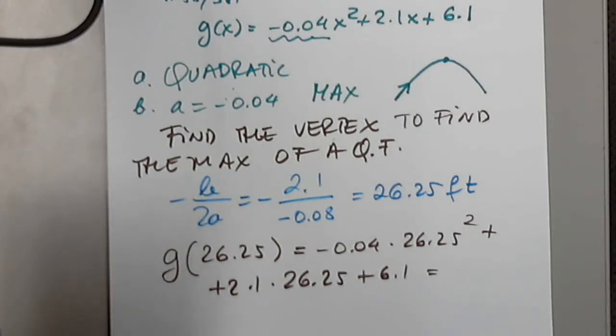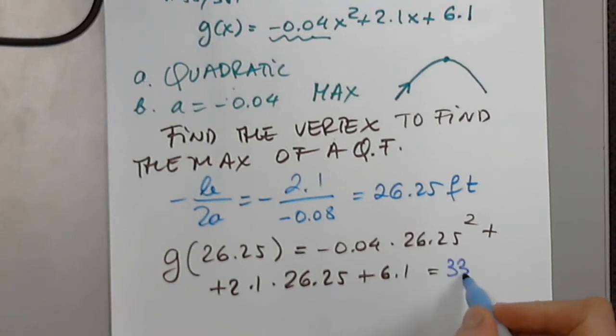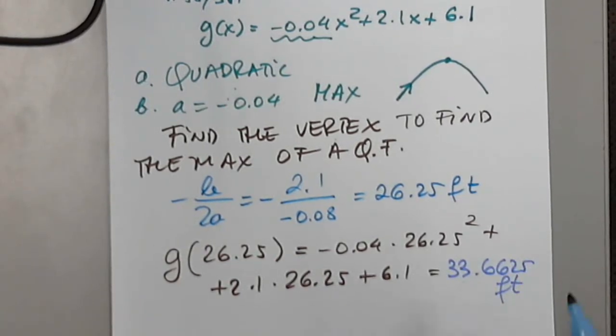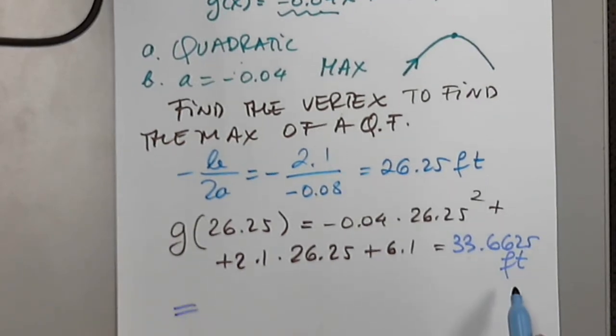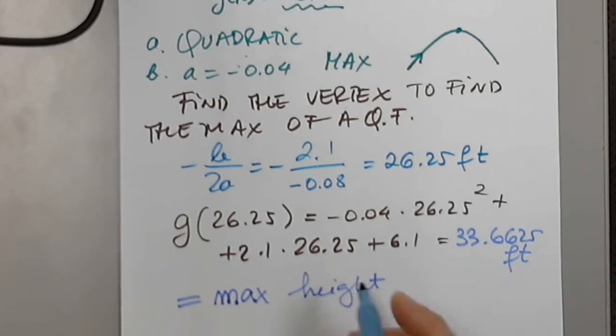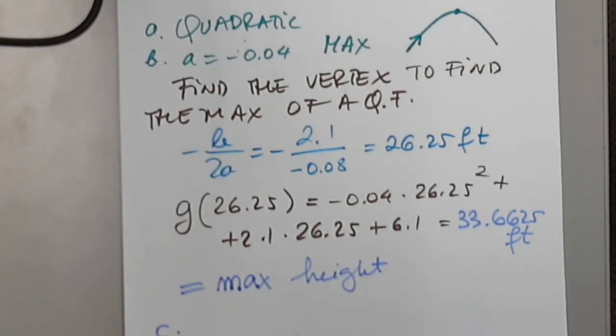Okay, so I plug it in. Negative 0.04 multiplied by 26.25 squared plus 2.1 multiplied by 26.25 plus 6.1 equals 33.6625 feet. So what does this represent? The maximum. C, maximum height.